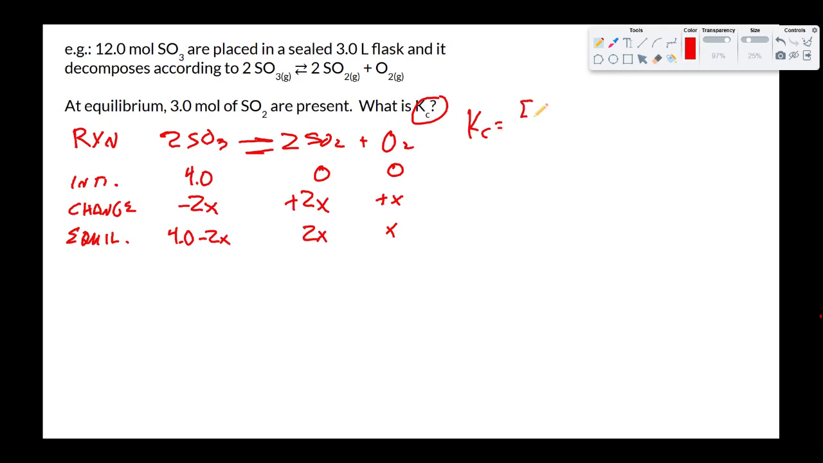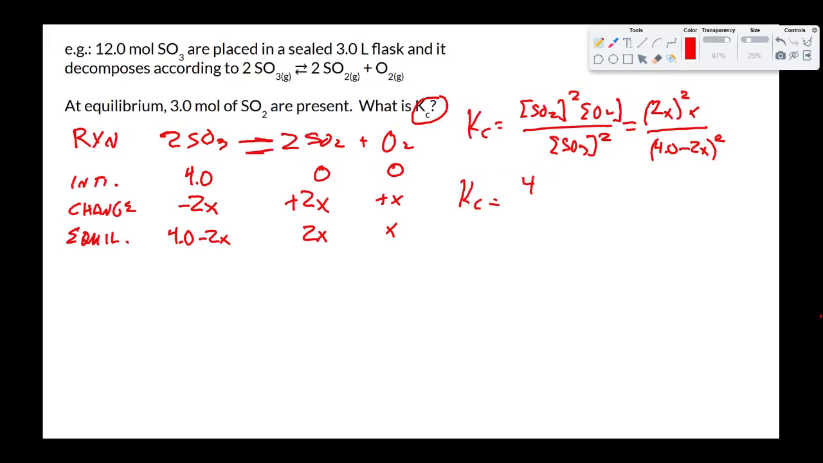Kc is going to be concentration of SO2 squared times concentration of O2 divided by the concentration of SO3 squared. Now in terms of our chart, SO2 concentration is 2x, and we're squaring that. O2 concentration is x, and SO3 concentration is 4.0 minus 2x, and we're squaring that. So we can simplify a little bit. Kc is 4x cubed, and on the bottom we have still (4.0 minus 2x) squared.